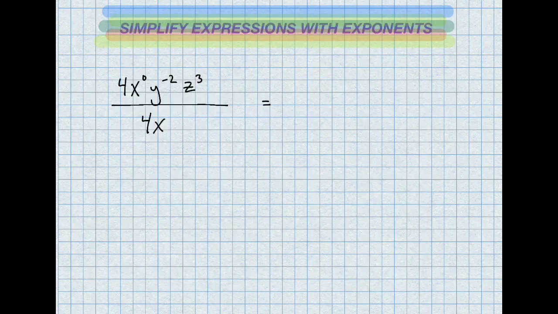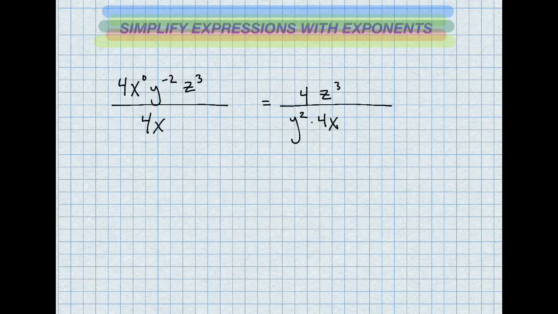Okay, so here we go, 4x to the 0. So that's saying 4 times 1. So we're just going to say 4. And y to the negative 2, we could bring that down. And there's also a 4x down here. And there's a z cubed on top.